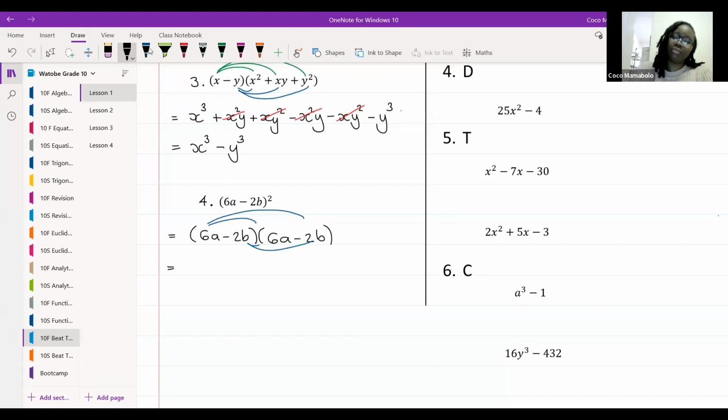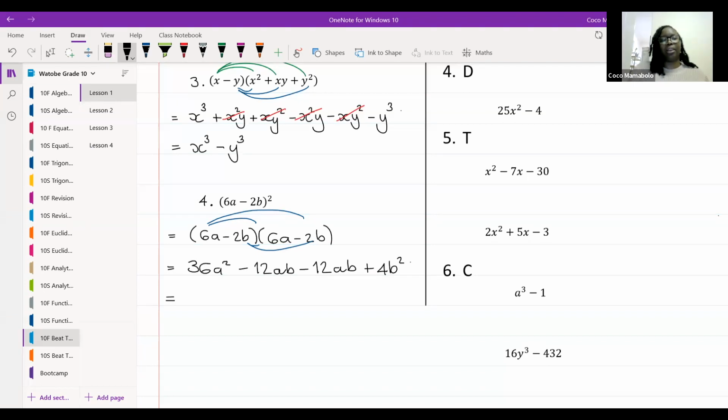I wrote 6a times 6a is equals to 36a squared. Good. 36a squared. Just give me the whole sentence. 36a squared. Minus 12ab. Good. Minus 12ab. Keep going. Minus another 12ab. Beautiful. Minus 4b squared. Ooh, a negative times a negative should have given us a positive. Plus 4b squared. Excellent. All right.